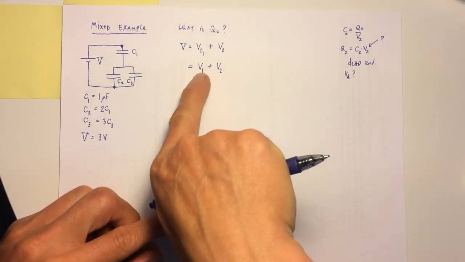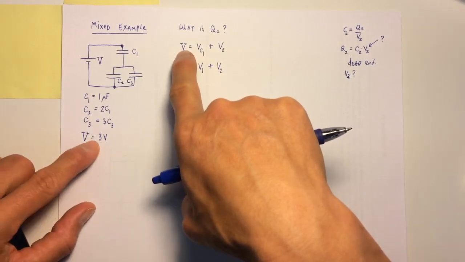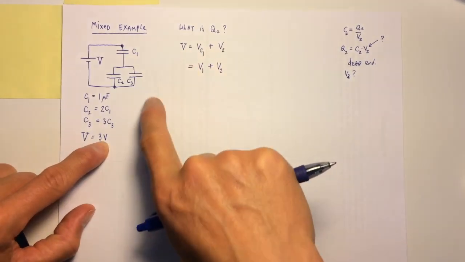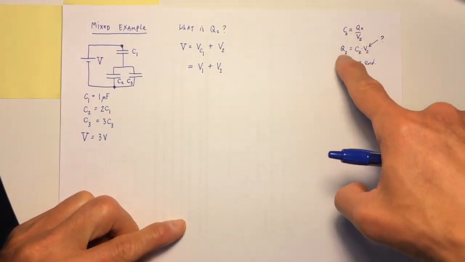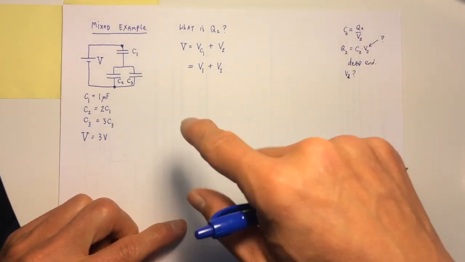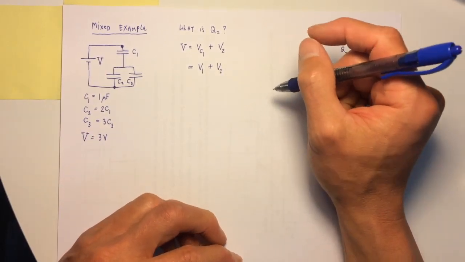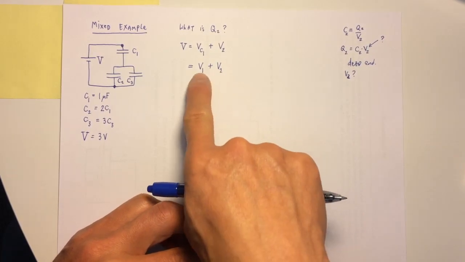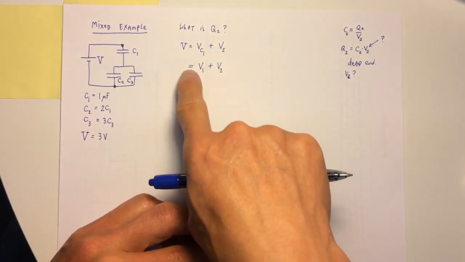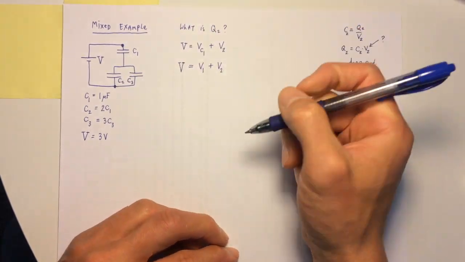I don't know V1, I wish I knew V2, and I know that capital V is 3 volts. So I still have 2 unknowns. I have too many unknowns, which is what happened over here. I have 2 unknowns and 1 equation. I just don't have enough equations yet for my unknowns. But I do know what they add up to. Okay, so I have this equation.